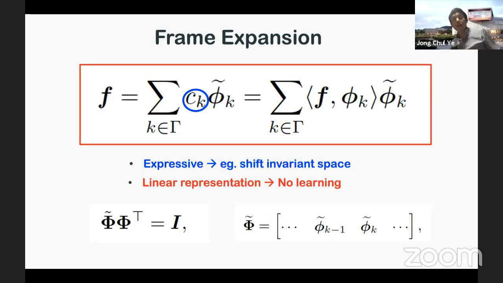So now let's think about classical signal processing approaches using frame expansion. Frame expansion usually represents this as a linear basis. For example, the dual frame and the frame expansion coefficient can be represented as frames as well. This is a general kind of representation for shift-invariant spaces. So the function space it can represent is quite large. It's a quite expressive representation. However, this is not a machine learning approach because there is no learning going on. Everything is just fixed, and then you use it. So there is no learning. This is just a linear representation.